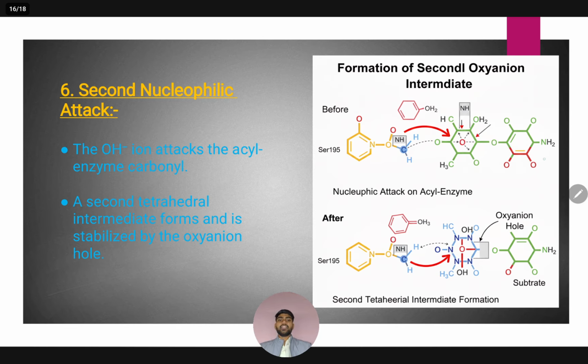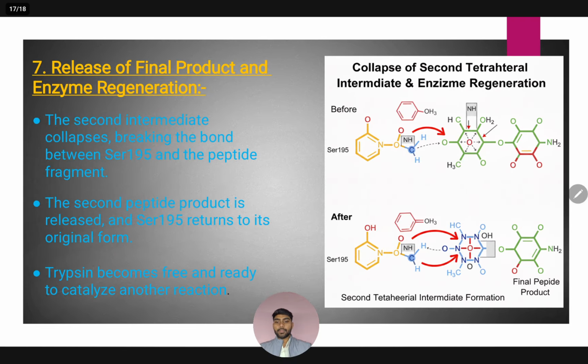In step 6, we have the second nucleophilic attack. The newly formed hydroxide ion attacks the carbonyl group of the acyl-enzyme. This forms a second tetrahedral intermediate, which is again stabilized by the oxyanion hole.